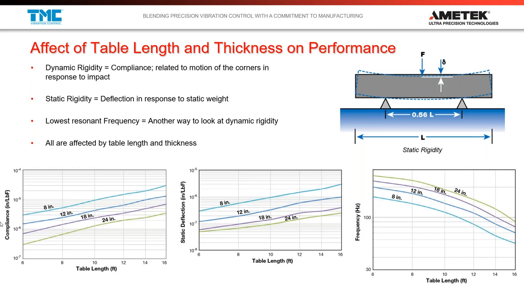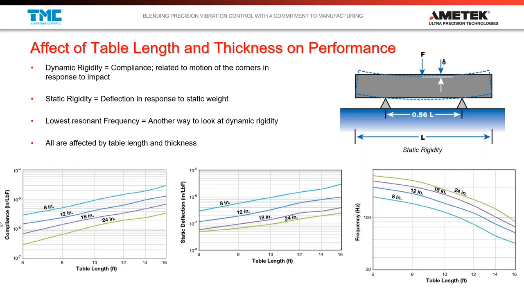So all tables are created a little bit differently. One of the things that you can do when you buy a table is you can vary its length and you can vary its thickness. And there's two other figures of merit that we tend to look at, I should say one more, because I've already talked about dynamic rigidity, so compliance.